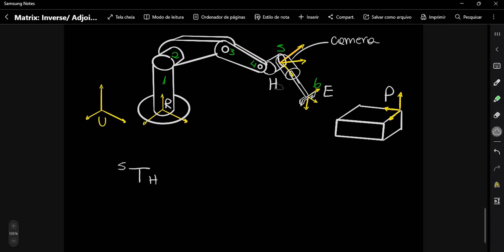So let me drag this H a little bit right here. And this transformation, now we are working with coordinates, and the entries of this matrix represent the motion of this transformation. The entries are these ones: 0, 1, 0, 0.